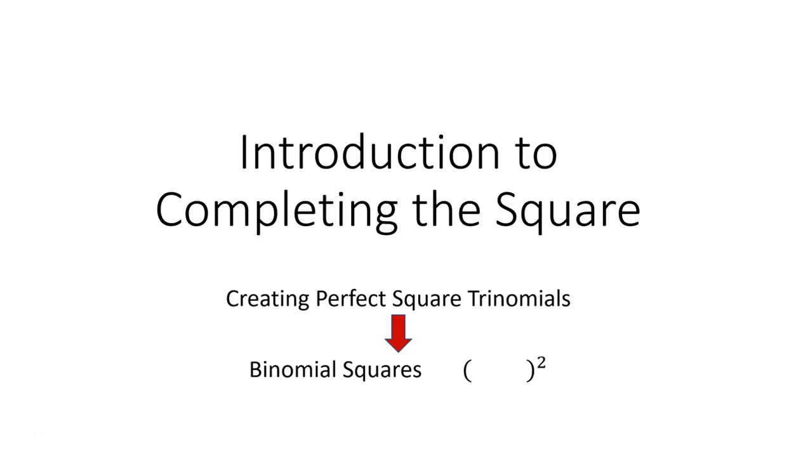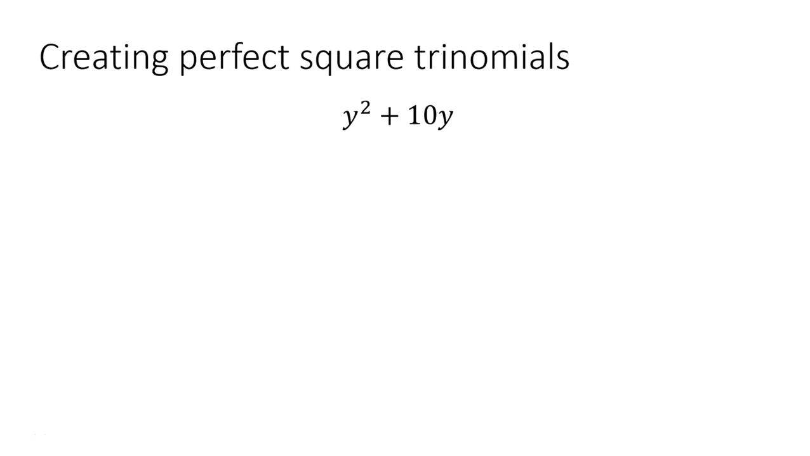As we get closer to learning how to solve by completing the square, we're now going to look at creating perfect square trinomials and turning them into binomial squares. Let's start with y squared plus 10y. And I know you're thinking, that's not a trinomial, there's only two terms. You're right. We want to have a perfect square trinomial with three terms.